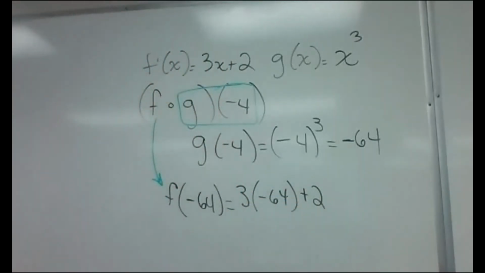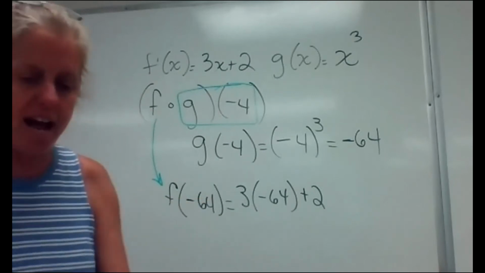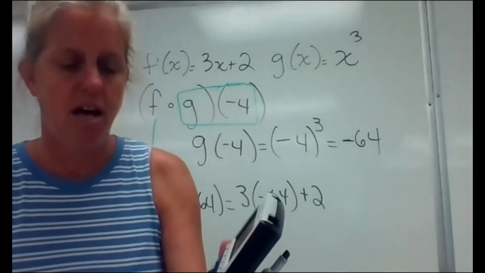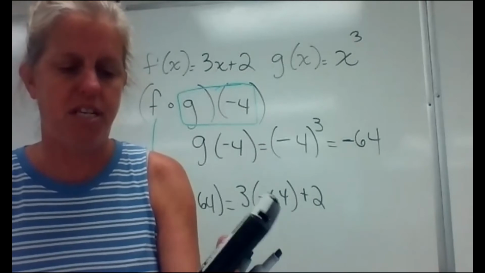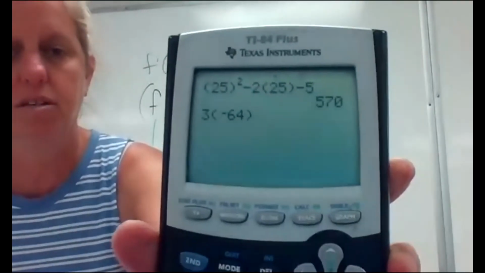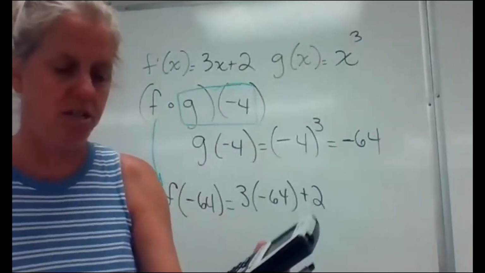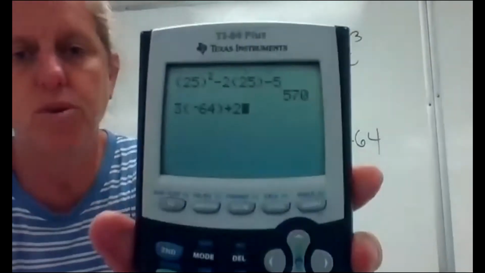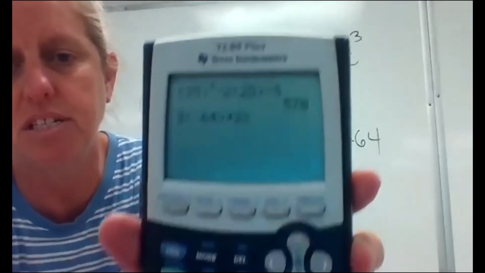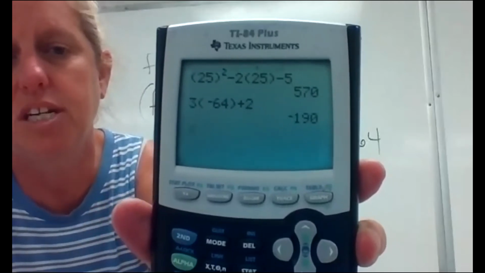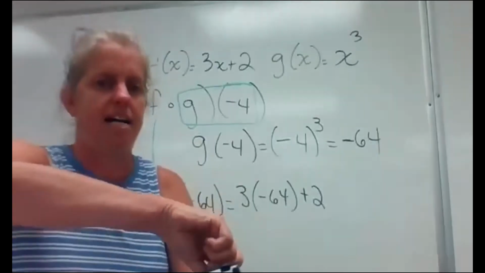And again, I don't want to do that in multiple steps. I'm going to type in exactly what I have. So 3, open parentheses, negative 64, close. Then what? Plus 2. So 3, open parentheses, negative 64, plus 2, which gives me negative 190.